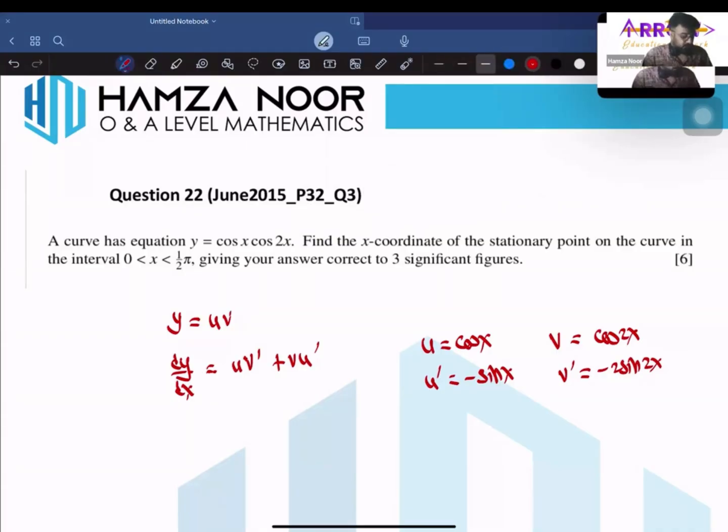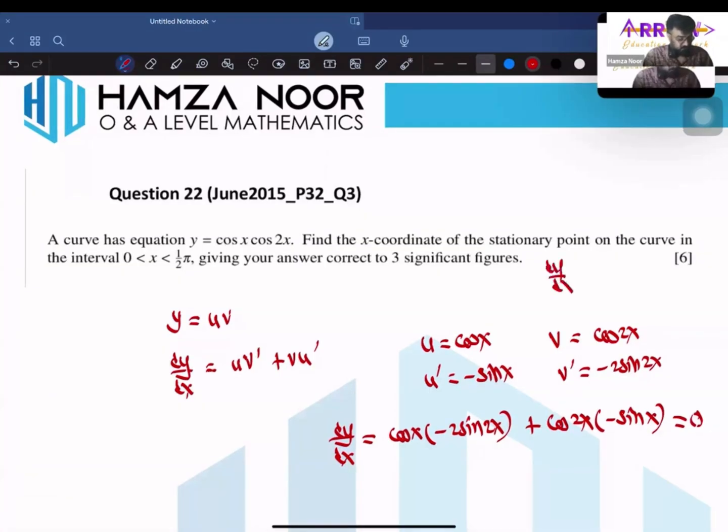So uv dash plus vu dash. dy over dx is equal to cos x multiplied by minus 2 sin 2x plus vu dash, meaning cos 2x multiplied by minus sin x. And this whole thing will be equated with 0, since we want to find the x coordinate of the stationary point on the curve. So the dy over dx function is supposed to be equated with 0.